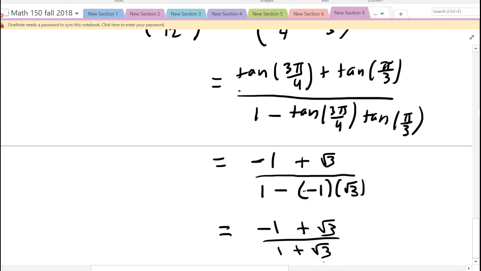You don't need to rationalize. If you want to rationalize, you can rationalize, but you don't need to. You can leave the answer. All right.